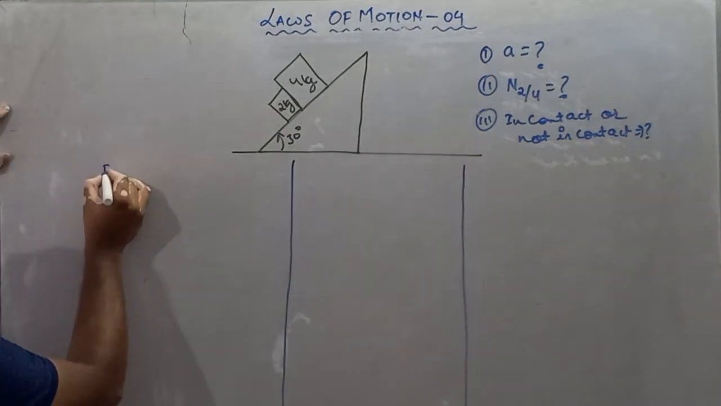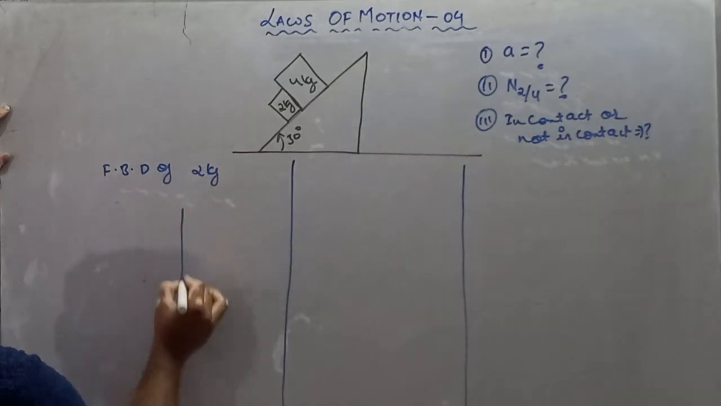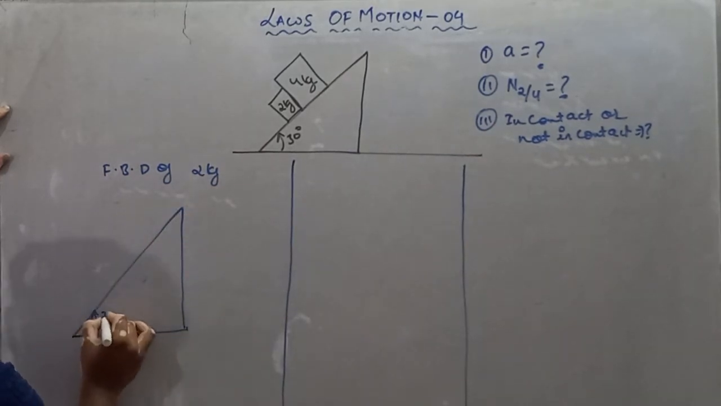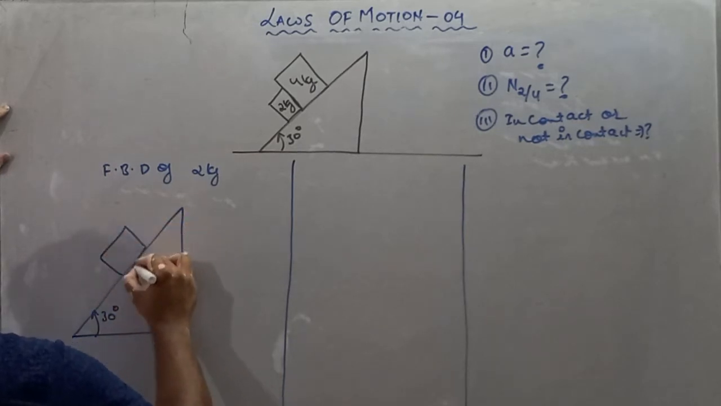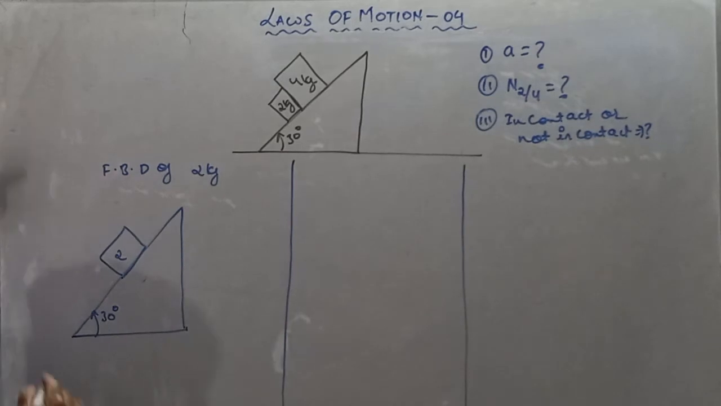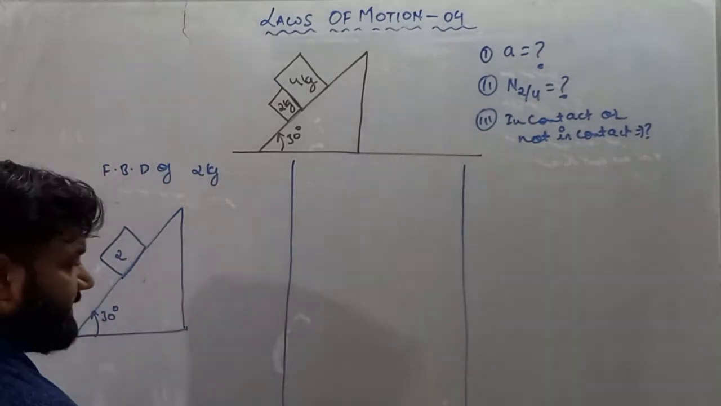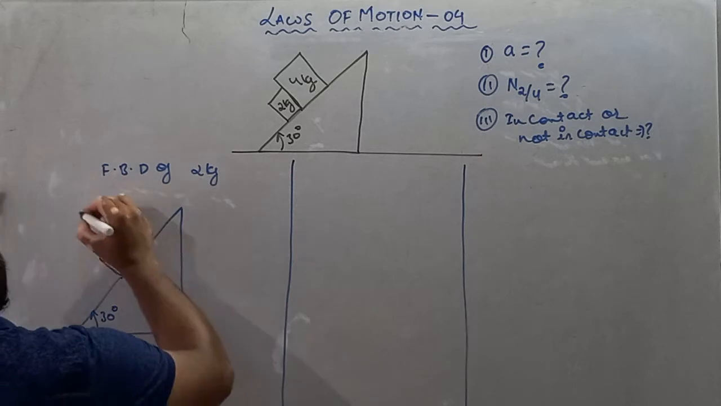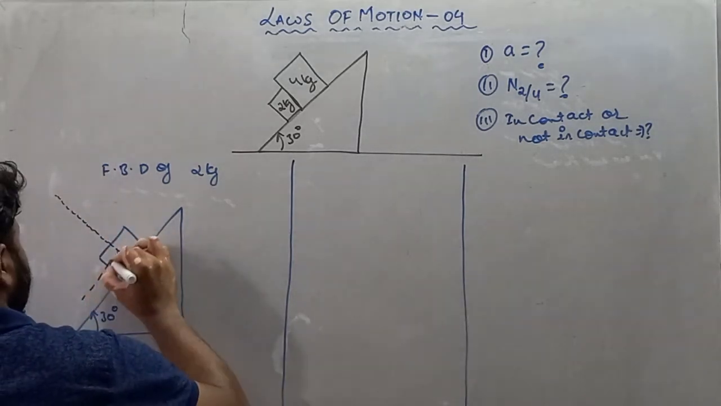So I'll make the first FBD of the 2 kg block. See my dear student, this is our inclined plane, and this inclined plane is making an angle of 30 degrees. This is a mass of 2 kg. We are aware now of the free body diagram in the case of an inclined plane, so let's make the x-axis and y-axis. This is our y-axis, this is our x-axis.